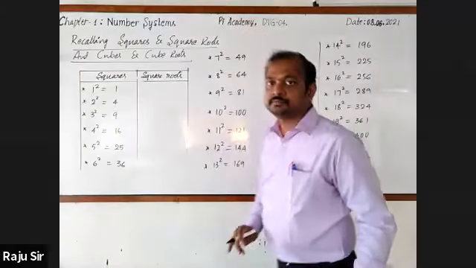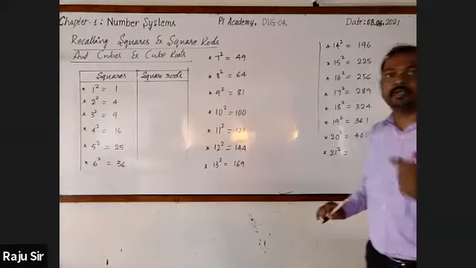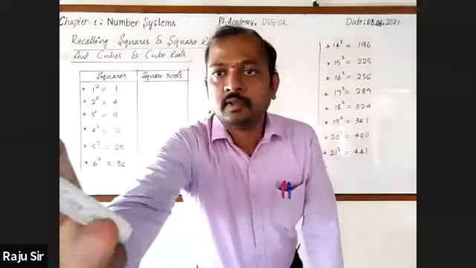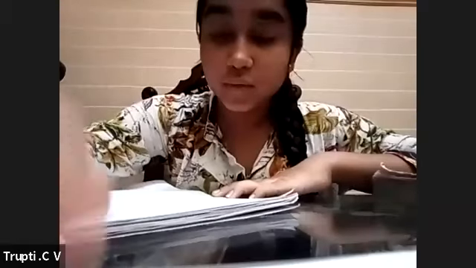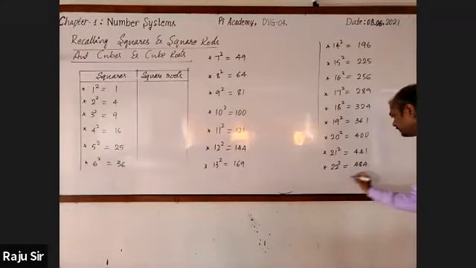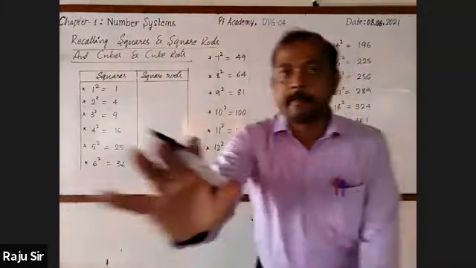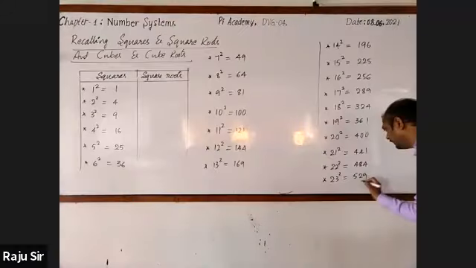Ravi Shankar, what is 21 square? 21 21s are 441. Yes, 441. Trupti, what is 22 square? 22 22s are 484. 23 square. 529. 23 square is 529.